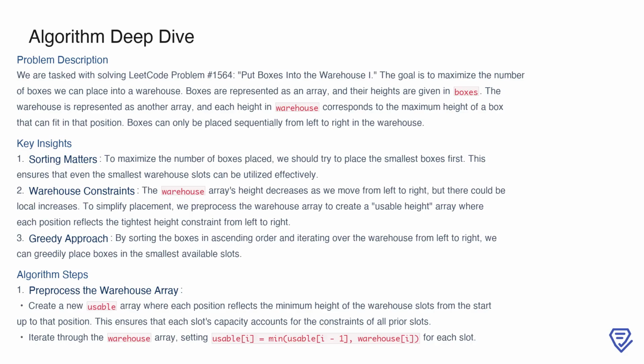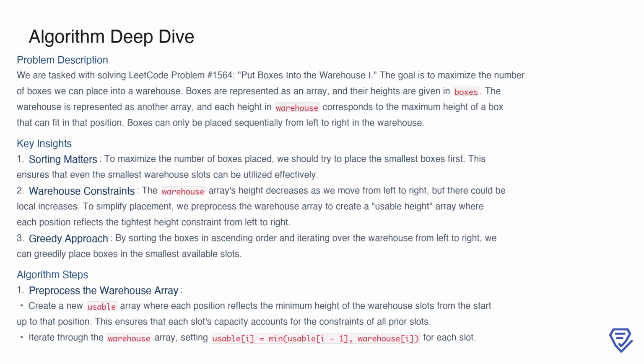To approach this problem, we need to consider a few important insights. First, sorting the boxes by height is crucial. By placing the smallest boxes first, we can make the best use of the smaller slots, leaving larger slots available for bigger boxes. Second, the warehouse array often has heights that decrease as we move from left to right, but there can be local increases that complicate placement.